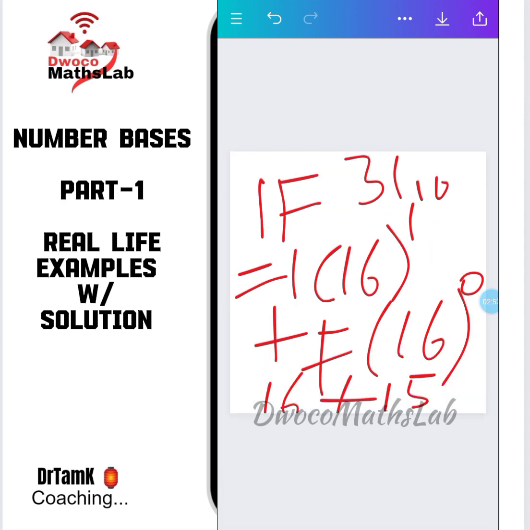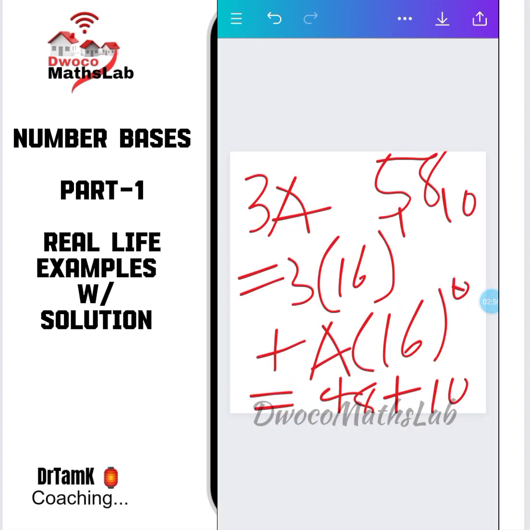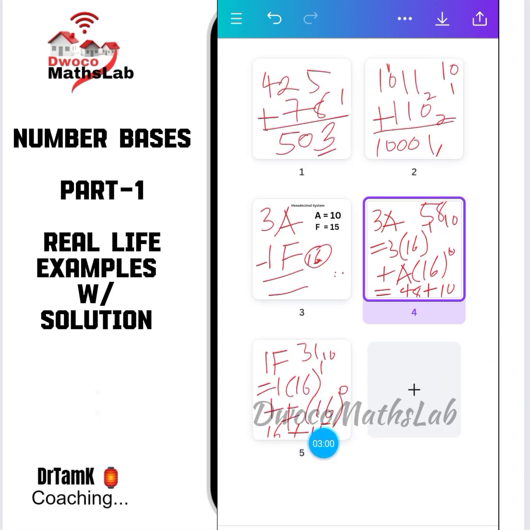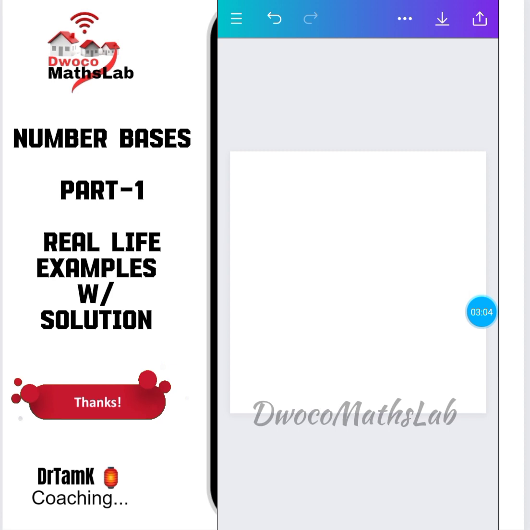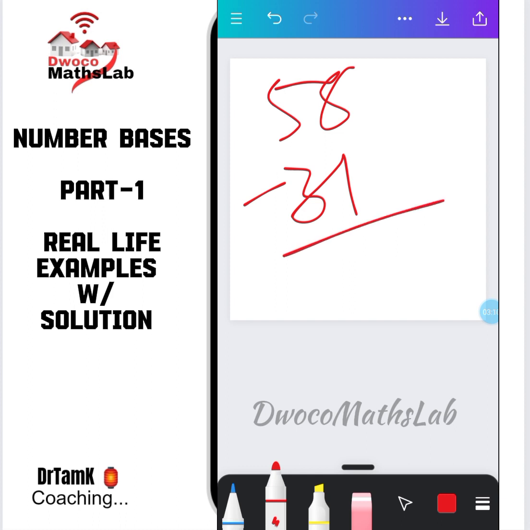So for the last result, the result we got here was 58, right? So we're going to say 58 minus 31. Because it's subtraction, not addition: 8 minus 1 gave us 7, and then 5 minus 3 gave us 2. That gives us 27 base 10.